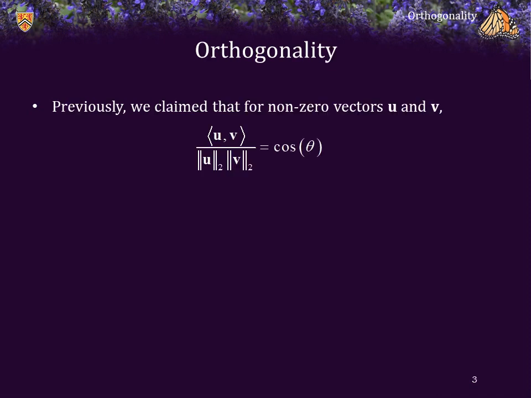Now, previously I made a claim which was not really substantiated, but it was a claim that for non-zero vectors u and v, the inner product of u and v over the two norms of those two vectors is equal to cos theta. So therefore we have a measurement of the angle between two vectors.